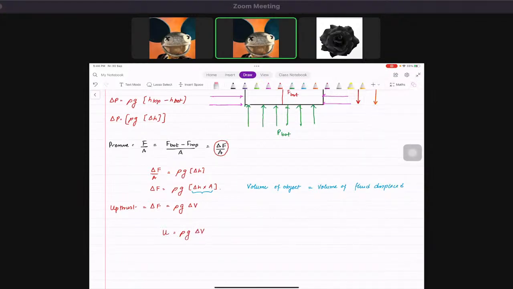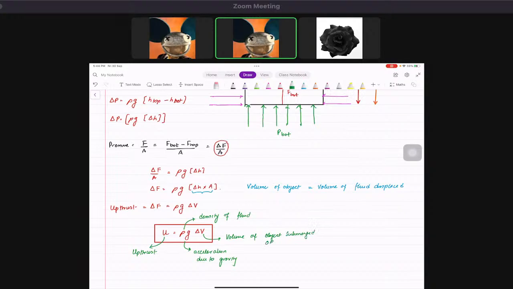So I'm just going to write the things here so you remember this. This is the upthrust, which is a force. This is the density of fluid. This is the acceleration due to gravity, and this is the volume of object submerged, or you could say volume of fluid displaced. It is the same thing. Is it clear? Any questions up till now?